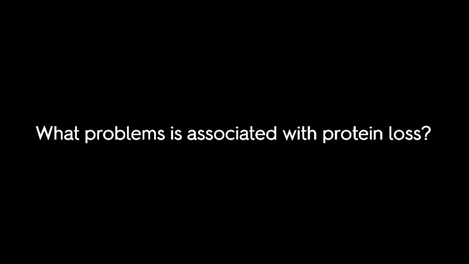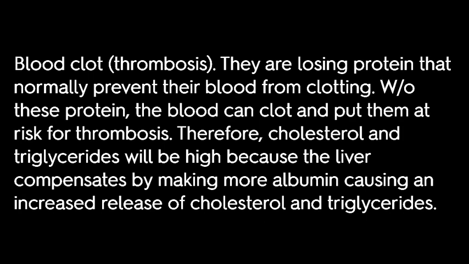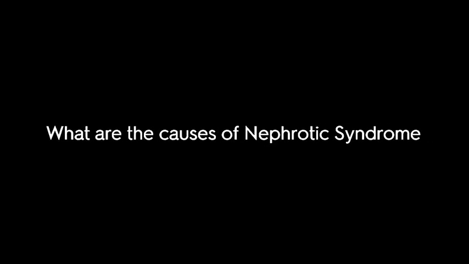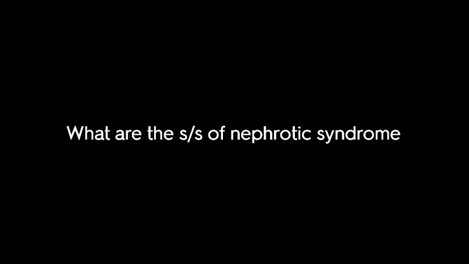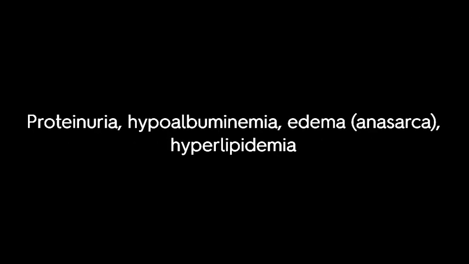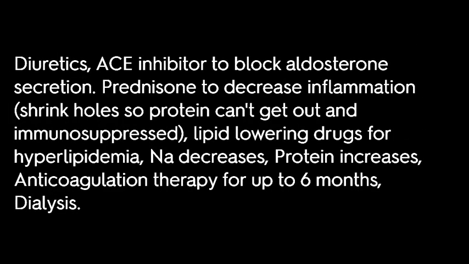What problems are associated with protein loss? What are the causes of nephrotic syndrome? Idiopathic, but it has been related to bacterial or viral infections, NSAIDs, cancer and genetic predisposition, systemic diseases like lupus or diabetes, and strep. What are the SS of nephrotic syndrome? Proteinuria, hypoalbuminemia, edema, hyperlipidemia. What is the treatment for nephrotic syndrome? Diuretics, ACE inhibitor to block aldosterone secretion, prednisone to decrease inflammation, lipid-lowering drugs for hyperlipidemia, Na decrease, protein increase, anticoagulation therapy for up to 6 months, dialysis.